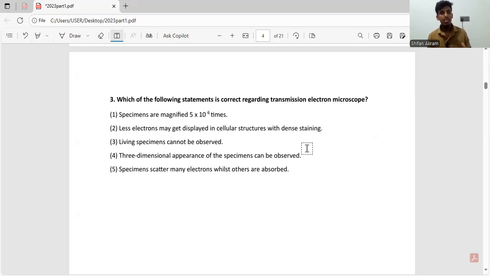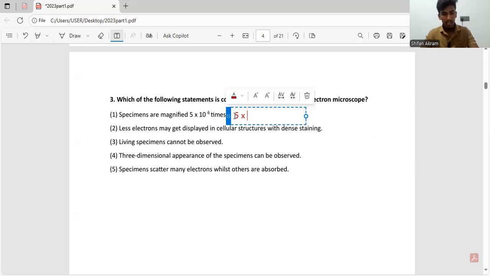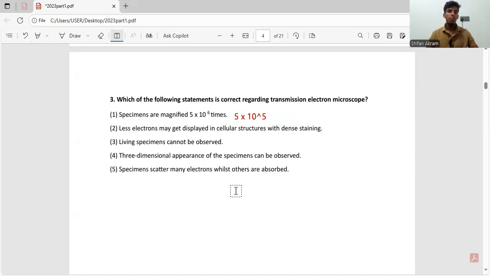So they are saying specimens are magnified 5 into 10 to the power 6 times. But in transmission electron microscope, the specimen is magnified 5 into 10 to the power 5 times, not 6 times. But theoretically, they can have a magnification of 1 into 10 to the power 8 times. Also remember that: 1 into 10 to the power 8 times. So this is the theoretical magnification. Now let's go to the second statement.